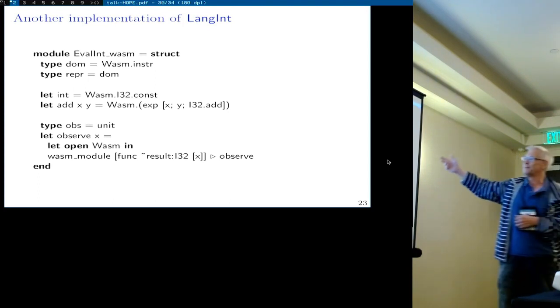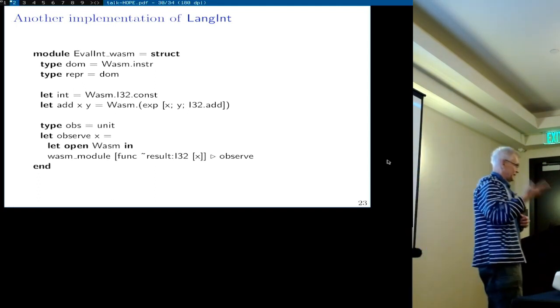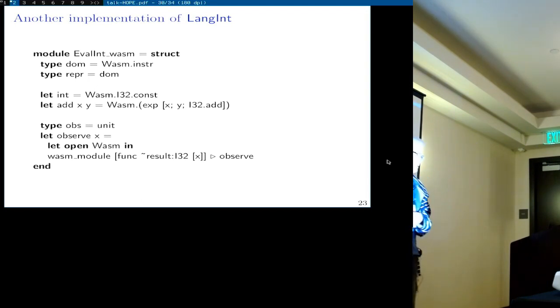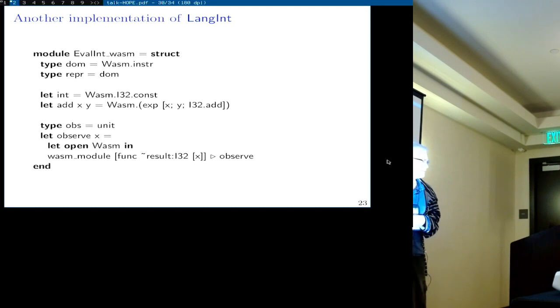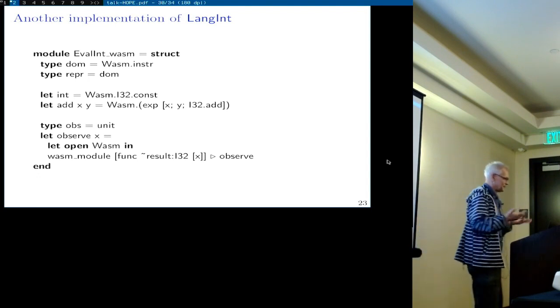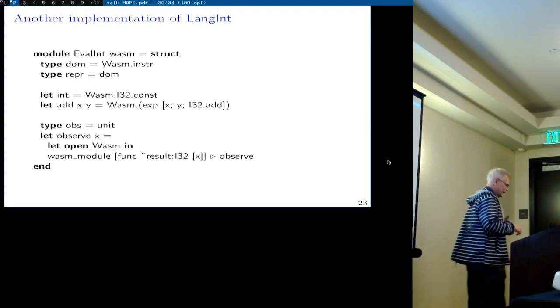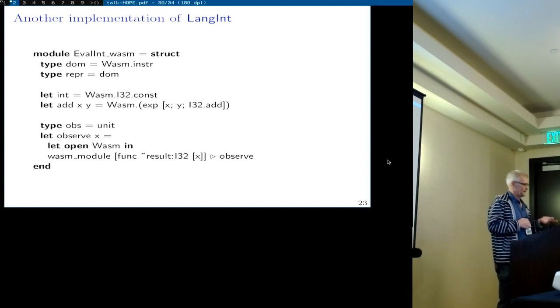WASM is actually hip nowadays. So the denotation of the expression is a sequence of WASM instructions that leaves the result on the stack. Int is a constant instruction that leaves the result on the stack, and add executes x, which leaves the result on the stack, then y, and then puts add, and keeps the result on the stack. So it satisfies the condition. Compiling variables and functions is a little bit more complicated, but it can be done.